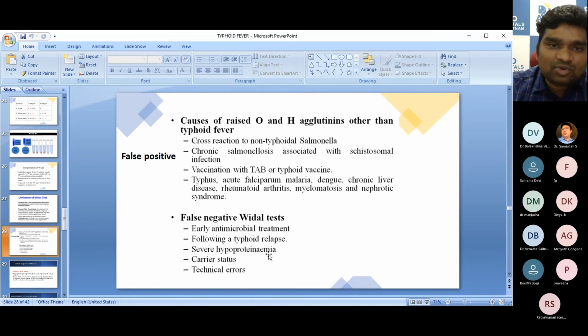And here, false positive and false negative examples are also there. False positives: cross reaction to non-typhoid salmonella, chronic salmonellosis associated with schistosomal infection, vaccination with typhoid vaccine, typhus, acute falciparum malaria, dengue, chronic liver disease, rheumatoid arthritis. These are all the false positives. False negatives: early antimicrobial treatment, following typhoid relapse, severe hypoproteinemia, carrier status. These are the false negatives.